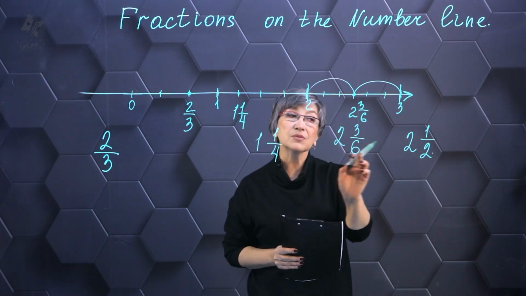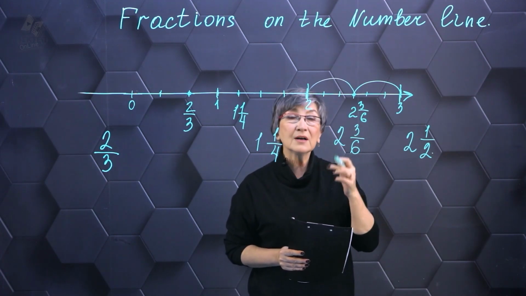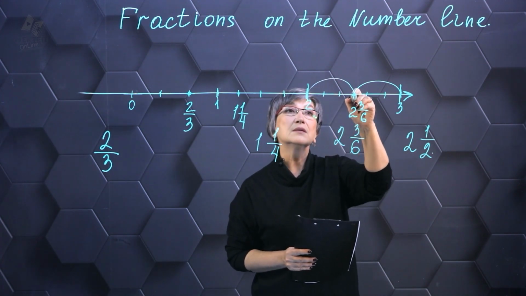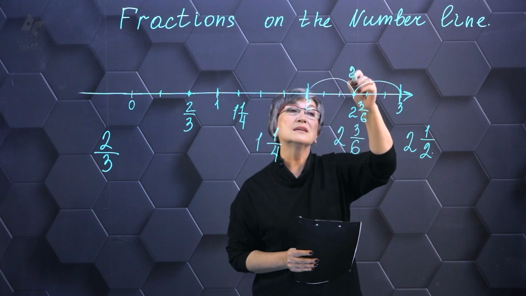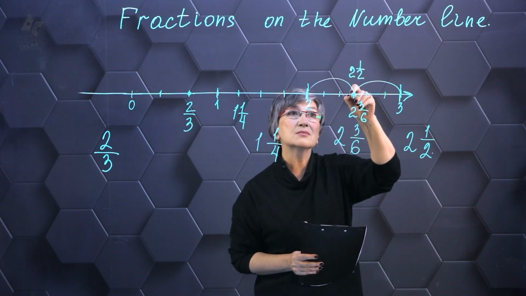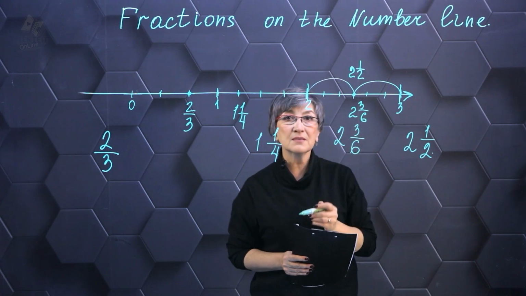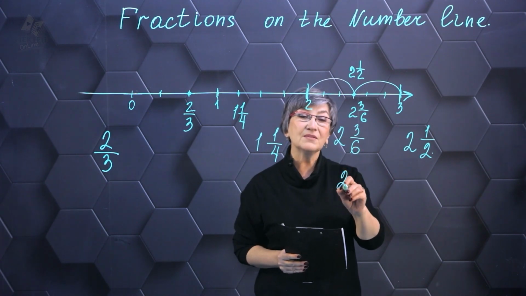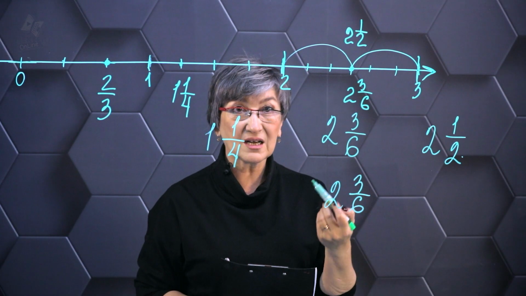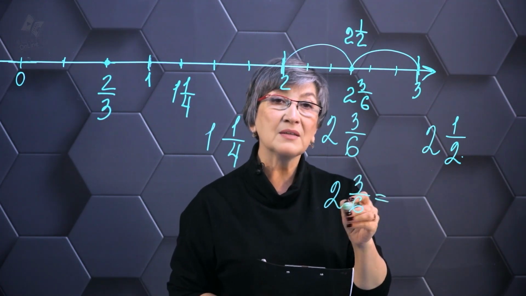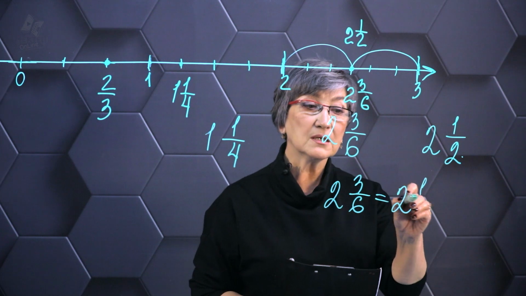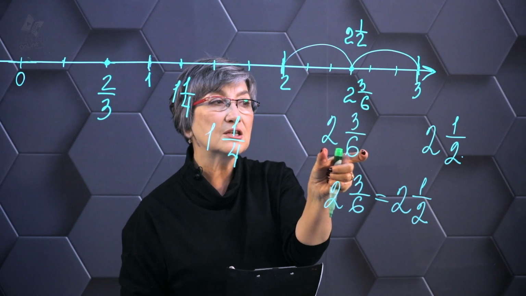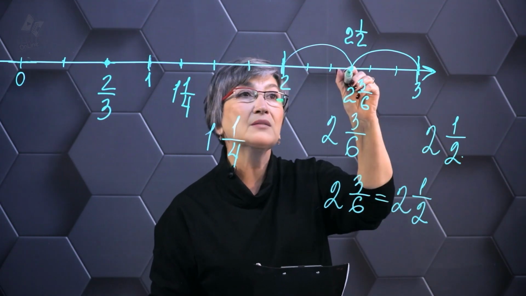First I divided into 6 equal parts, and now I have to divide into just 2 equal parts. I have to divide the same segment into 2 equal parts and take only one part from it. So that gives me a point with coordinate 2 1/2, which will be in the same place as the point with coordinate 2 3/6. But how does it work like that? Well, if 2 3/6, I reduce, dividing the numerator and the denominator by 3, I get the fraction 2 1/2. That's the reason why the point with coordinate 2 3/6 and the point with coordinate 2 1/2 are in the same place.